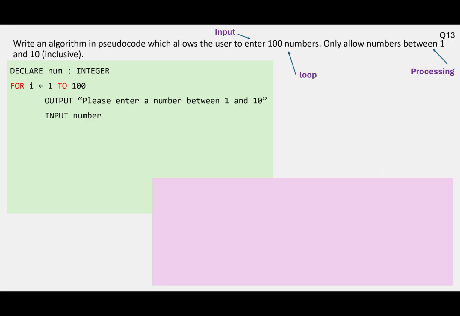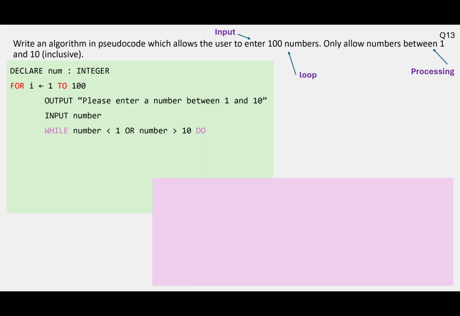Now, because we need to make sure the number that they've entered is valid, like we did in the last question, we're going to need to set up another loop here. Because inside the loop we don't know what number they're going to enter, we need to use a while loop, like we did before, that's going to validate the number.